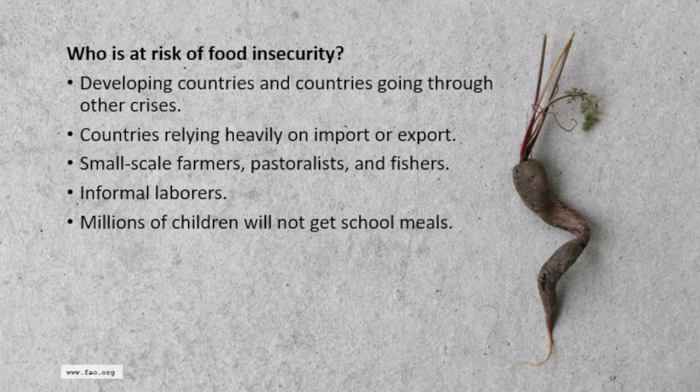Who is at greatest risk of food insecurity? The developing countries and countries going through other crises like the desert locust outbreak in the Horn of Africa or the insecurity in Yemen and Syria. Countries relying heavily on import or export, like small island developing states. Small-scale farmers, pastoralists and fishers that might not be able to work on their land or get supplies. Informal laborers will be hit hard by job and income losses in harvesting and processing, and millions of children will not get school meals as the schools are closing.